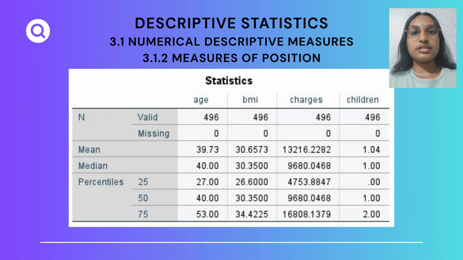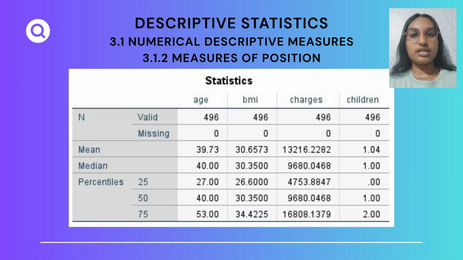This section discusses the measures of position, namely the median, mode, and quartiles. For age, the median is 40 years and the mode is 19 years. The first quartile, Q1, is 27 years, and the third quartile, Q3, is 53 years. This means that 50% of respondents are between 27 and 53 years old.